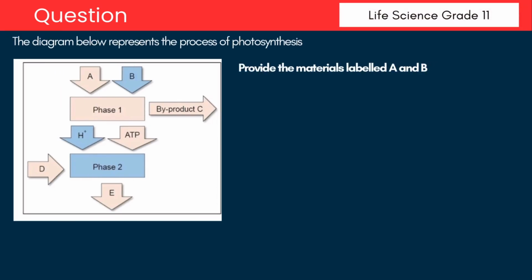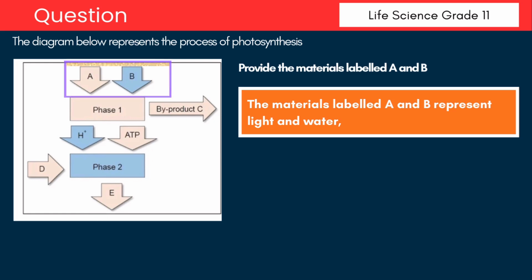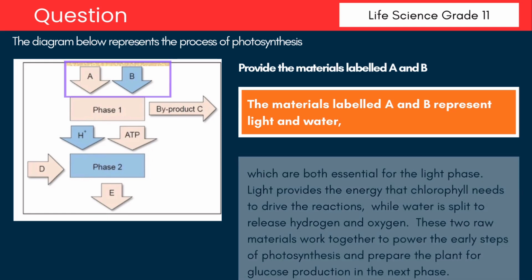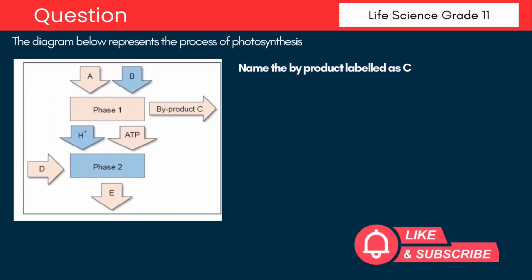Question: provide the materials labeled A and B. The materials labeled A and B represent light and water, which are both essential for the light phase. Light provides the energy that chlorophyll needs to drive the reactions, while water is split to release hydrogen and oxygen. These two raw materials work together to power the early steps of photosynthesis and prepare the plant for glucose production in the next phase. Question: name the byproduct labeled as C.